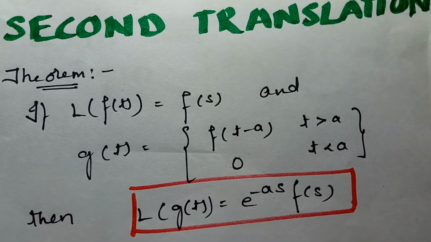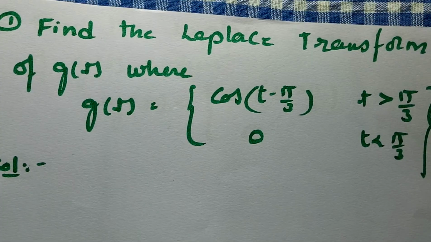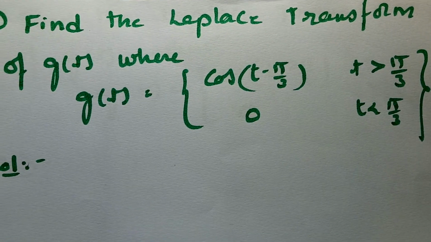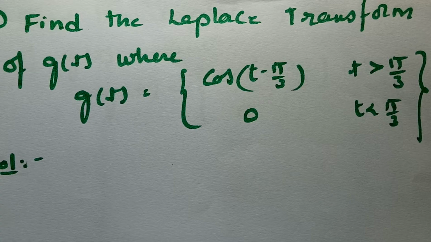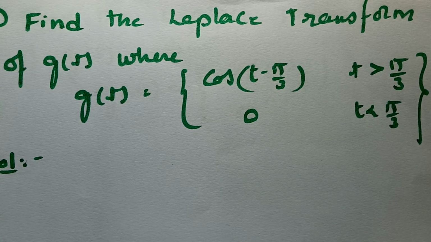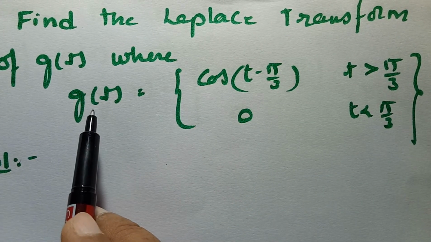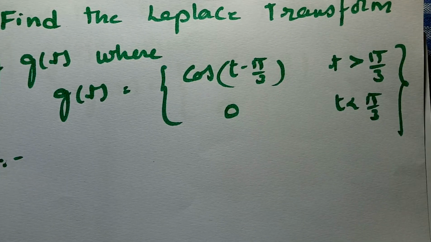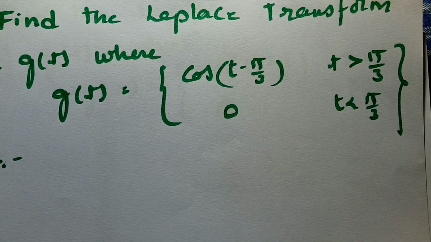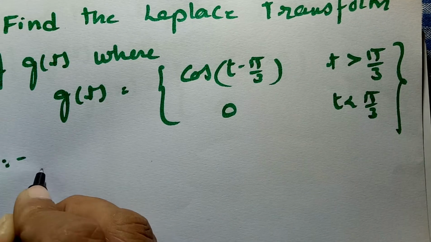Now I am going to solve a problem for you. Find the Laplace transformation of g of t, where g of t is given as cos of t minus pi by 3 where t is greater than pi by 3, and 0 if t is less than pi by 3. So how to find this Laplace transformation of g of t? Using the second shifting theorem.